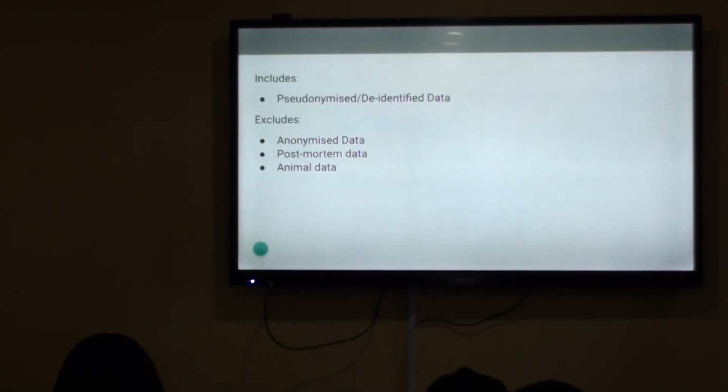So, the data protection laws do not apply to anonymized data. It does not apply to post-mortem data or animal data. Most of you are maybe collecting animal data. It doesn't apply to it. Post-mortem data, it doesn't apply to it. Anonymized data, when you have removed the direct and indirect identifiers, it doesn't apply to it. But if you remove the direct identifiers alone, and the indirect identifiers are there, it still applies to it because it's still considered as personal data. Is that clear?